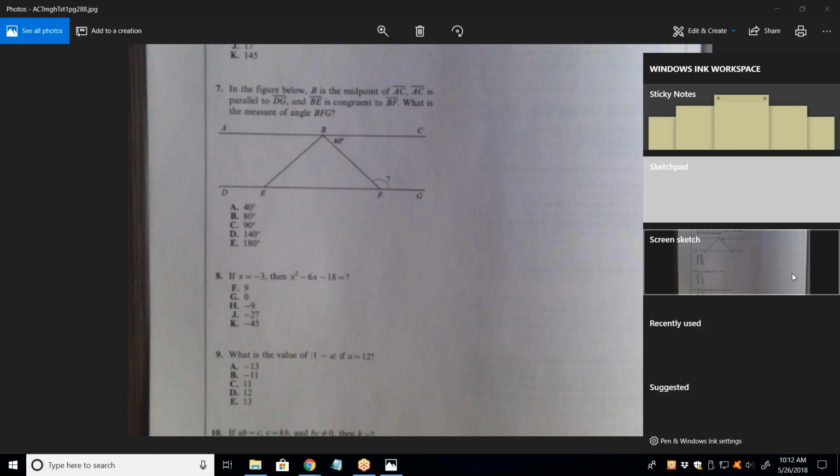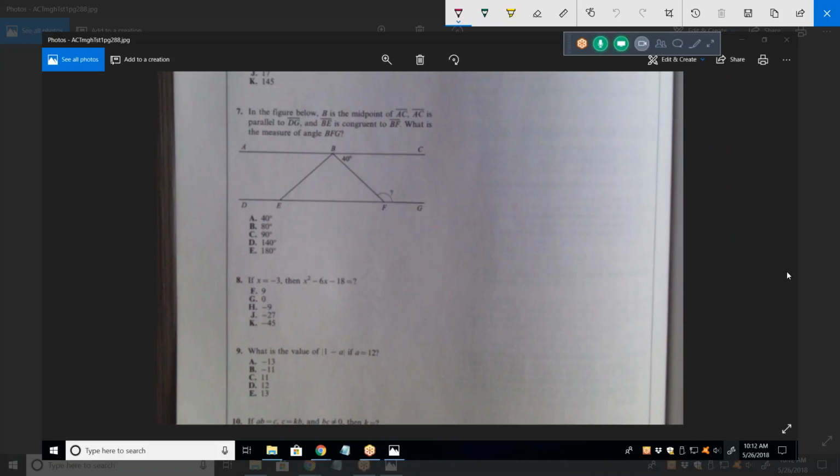Okay. Let's start with what we can see. I apologize for the blurriness of it. But can you read that? Yeah, I can read it. Okay. Let's do number 7, which pertains to the drawing. So what's the measure of that angle BFG? Oh, let's see. 40.